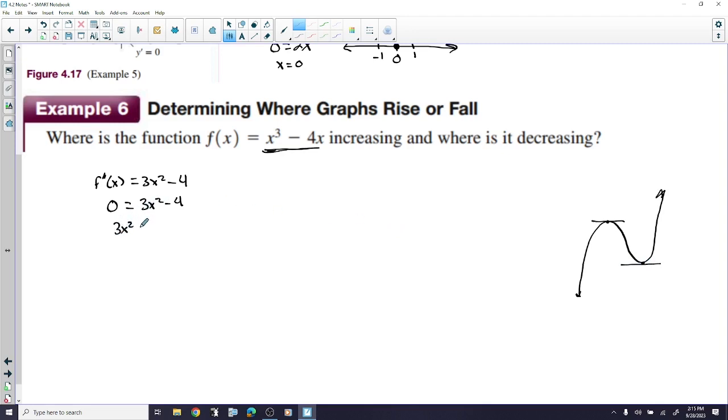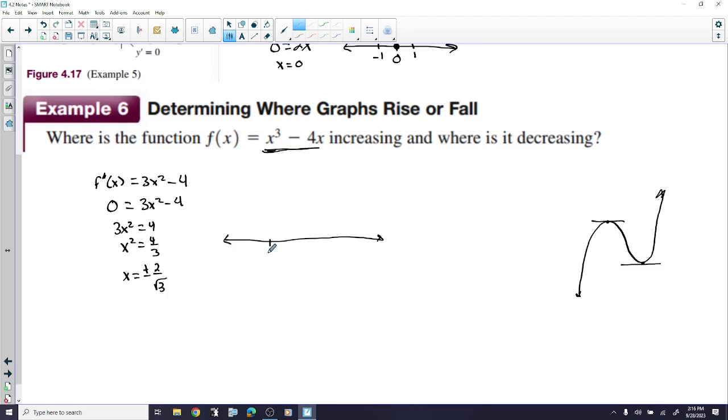So 3x squared is equal to 4. x squared is equal to 4/3. And so x is equal to plus or minus 2 over the square root of 3. So I already know what's going to happen. This is increasing from negative infinity to negative 2 over the square root of 3, decreasing in between those two, and then increasing after 2 over the square root of 3.